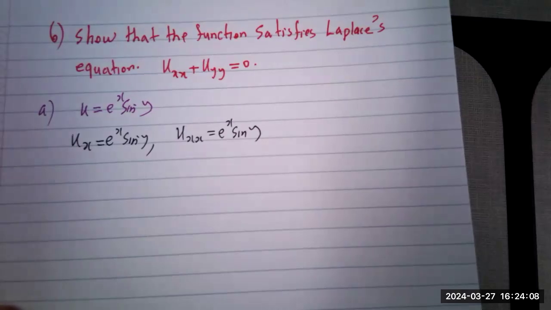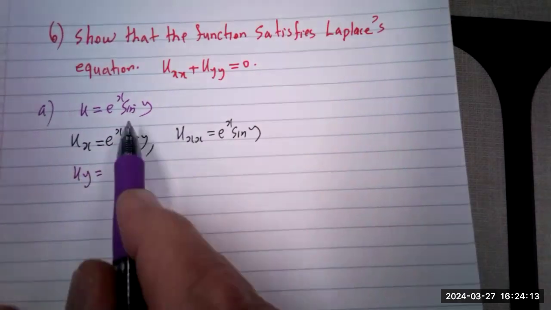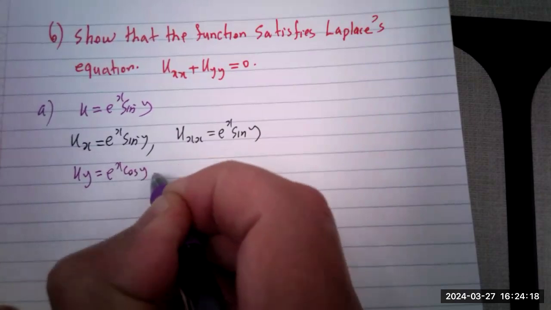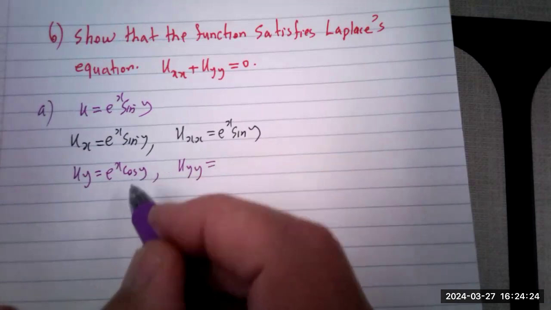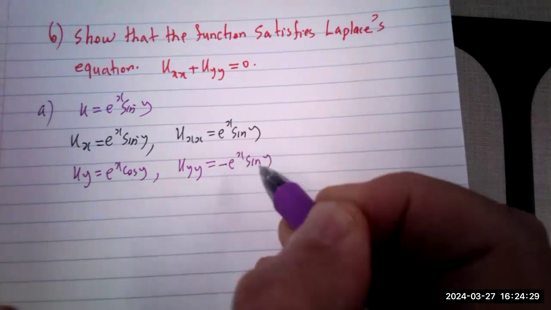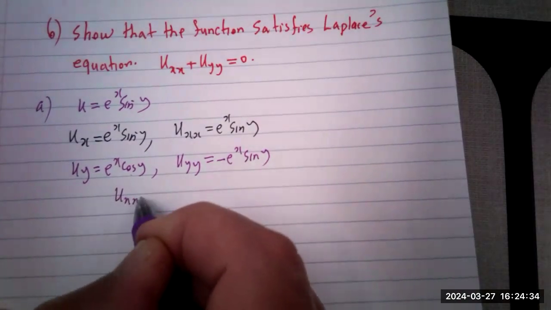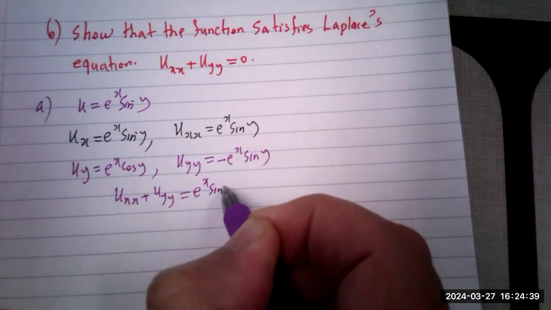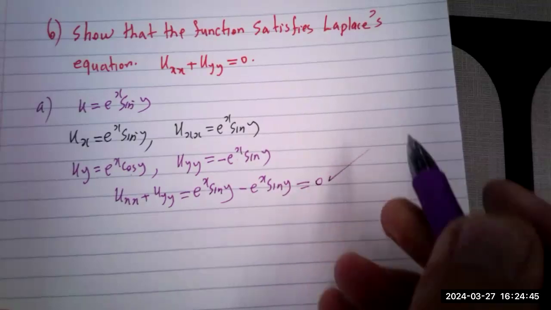That's uxx. Okay, do it for y, uy. You differentiate sine of y, which is cosine of y. Okay, you do it again. So you focus on the cosine. The derivative of cosine is a negative sine. So negative e to the x sine of y. That's it. Add this together, you get zero. Okay, so uxx plus uyy is e to the x sine y minus e to the x sine y, which is zero. Okay, that's it.